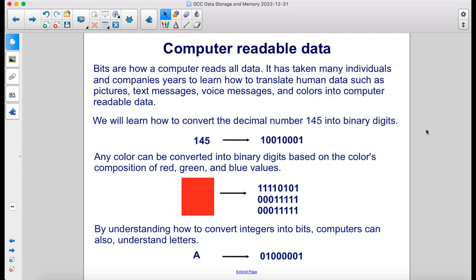Bits are how a computer reads all data. It has taken many individuals and companies years to learn how to translate human data, such as pictures, text messages, voice messages, and colors, into computer-readable data. We will learn how to convert the decimal number 145 into binary digits. Any color can be converted into binary digits based on the color's composition of red, green, and blue values. By understanding how to convert integers into bits, computers can also understand letters.